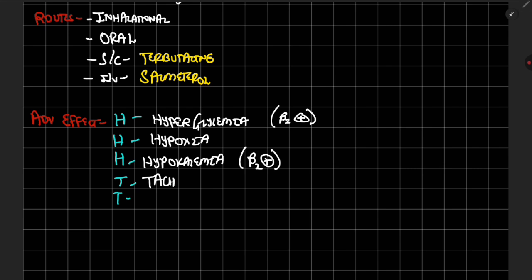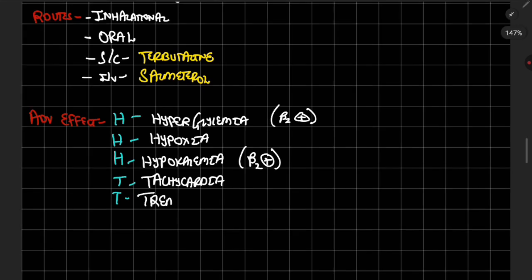T is tachycardia. Because the heart also has some beta 2 receptors, mainly beta 1, but some beta 2 are present on the heart also. Okay, and tremors. Why tremors? Remember the mnemonic for beta 2 receptors. What was it? SLS.